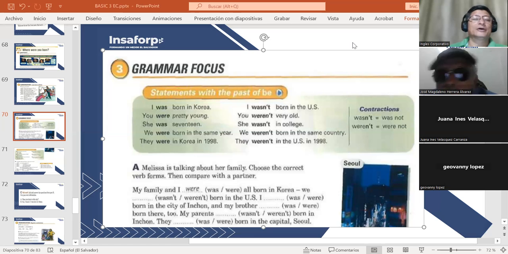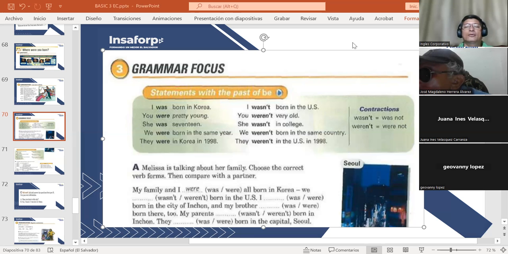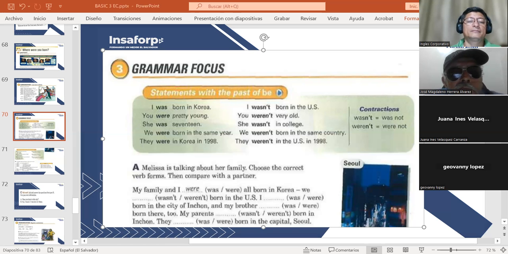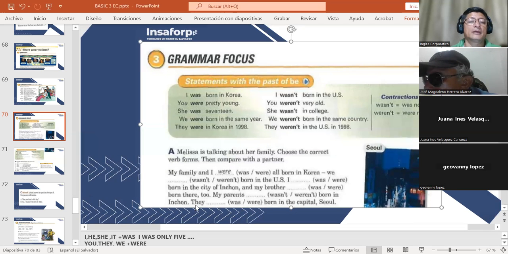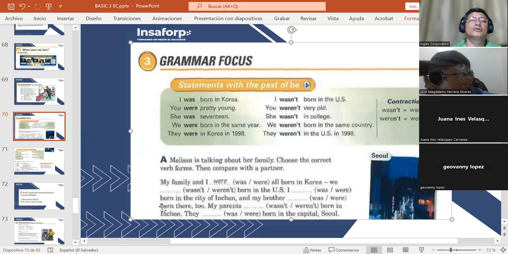Very good. Thank you, Juana. And everything is okay. You made it good. Okay, let's see. My family and I were all born in Korea. We weren't born in the US. I was born in the city of Incheon, and my brother was born there too. My parents weren't born in Incheon. They were born in the capital, Seoul. Very good. Thank you. Now, ¿cómo les fue a los demás? Are you okay? Yes. All right. Good. So, remember, was and were are easy to learn.